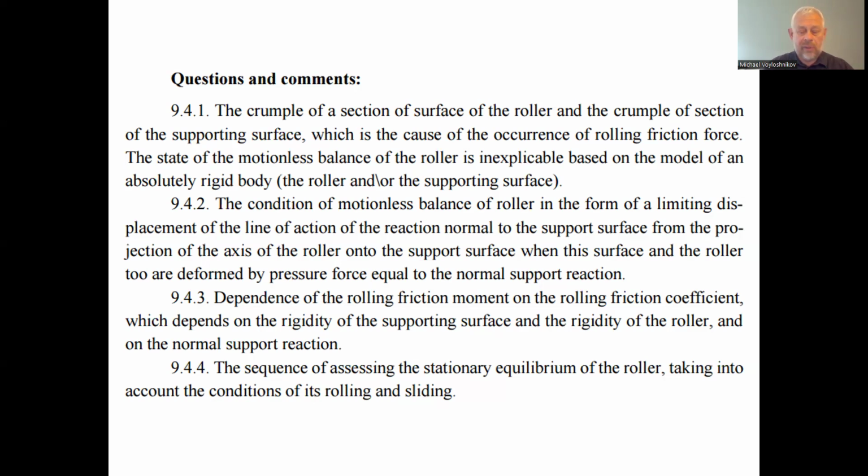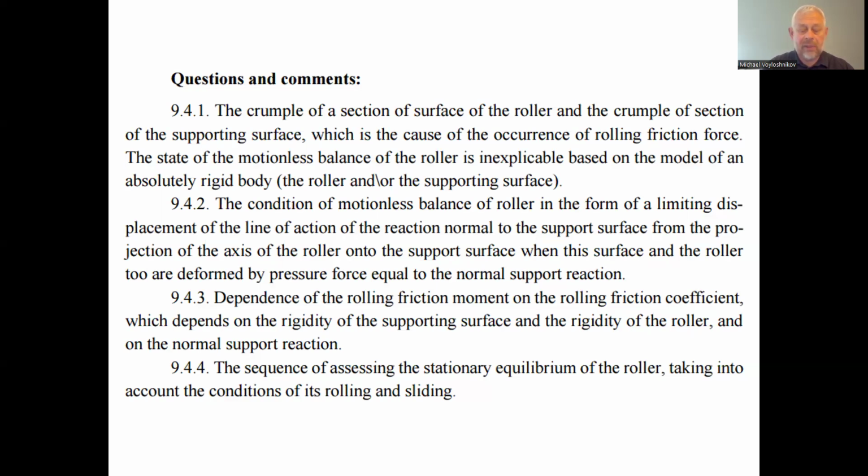9.4.3, dependence of the rolling friction moment on the rolling friction coefficient, which depends on the rigidity of the supporting surfaces and the rigidity of the roller, and on the normal support reaction. The rolling friction moment is proportional to the rolling friction coefficient and the vertical force of the support, usually equal to the total of the weight of the roller together with the vertical components of all external forces applied to the roller.